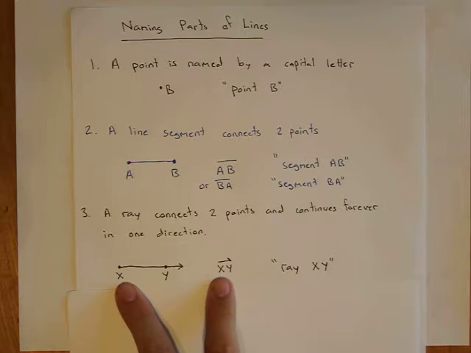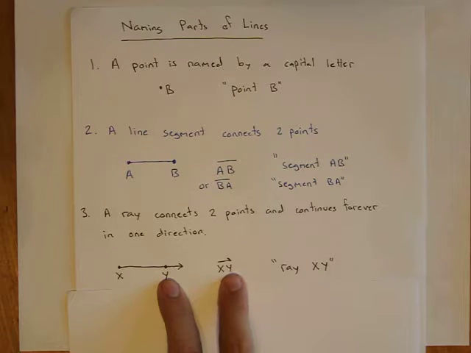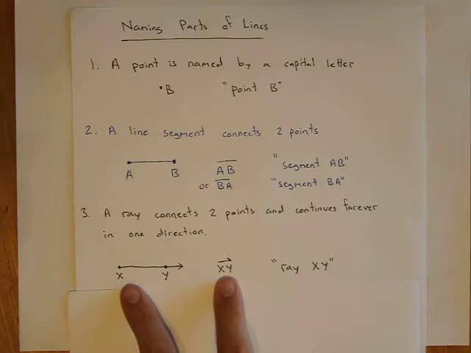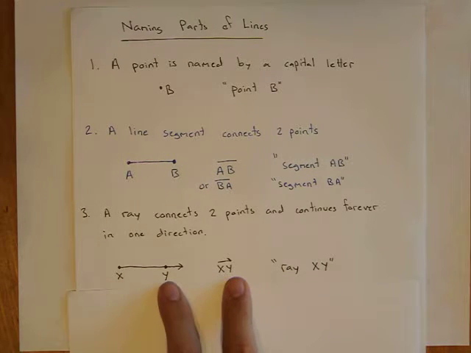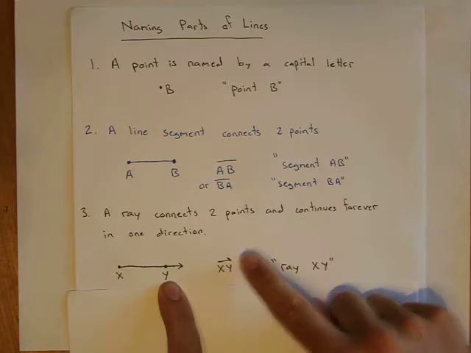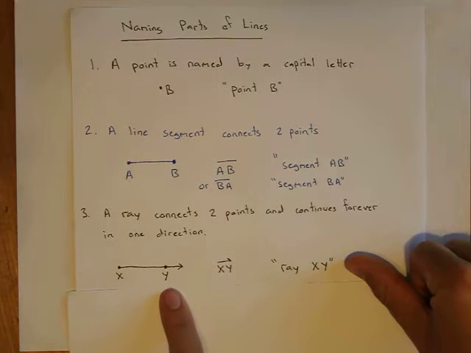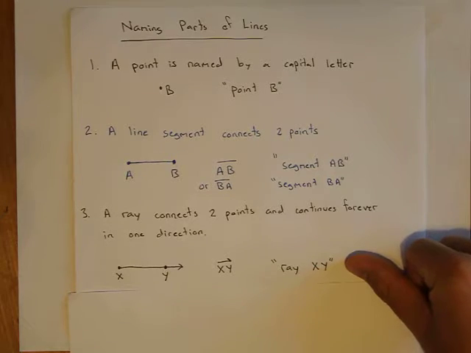but notice X starts for my ray. I'm telling you where I start, and Y ends, so I'm telling you after which letter do you keep going on forever. So order does matter here. I need to know where I start my ray, and I need to know which direction I'm traveling in. The symbol just gets an extra little half arrow at the top, and it would be read ray XY. Okay?